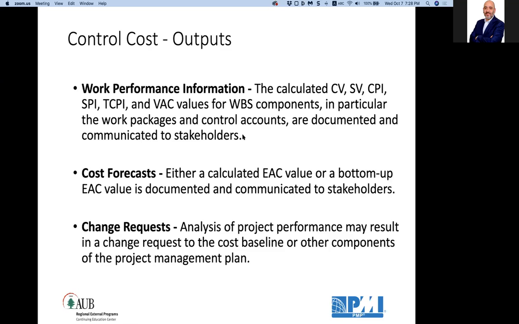I also get change requests. This analysis that I did might result in a change to the cost baseline or another component to bring the project back on track.